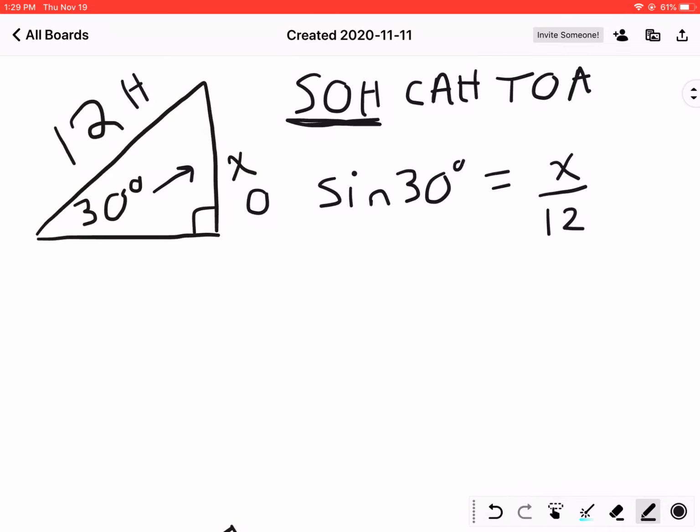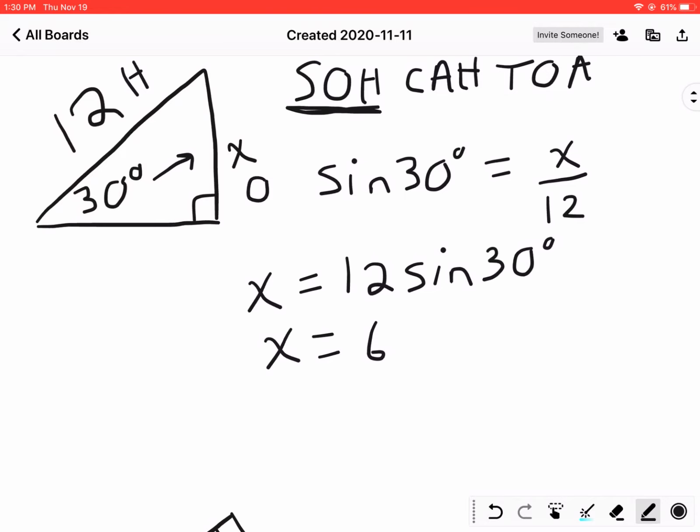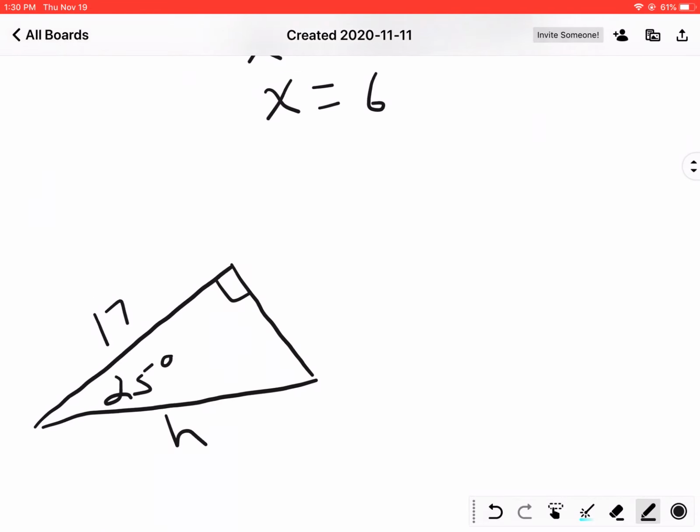Multiplying both sides by 12 to solve for x, I'm going to get x is equal to 12 sine of 30 degrees. And in one step in your calculator, you're going to get that that equals 6. The next one.